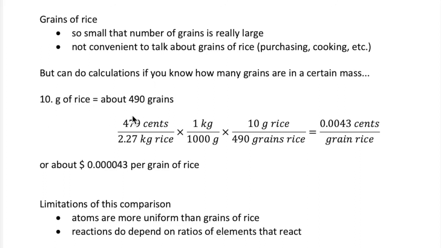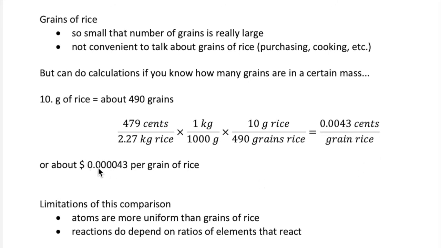So I took a little sample here. I've counted about 490 grains of rice in a 10-gram sample of rice. And so if we wanted to take a look at what each grain of rice costs, and we know that it's $4.79 or 479 cents for a 2.27 kilogram bag of rice, then you can do some conversions on that, convert it to cents per gram, and then use this conversion factor. The 10 grams of rice are 490 grains, and you can get the price per grain of rice is about 0.0043 cents.